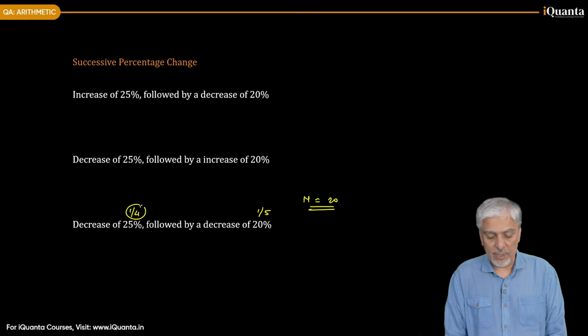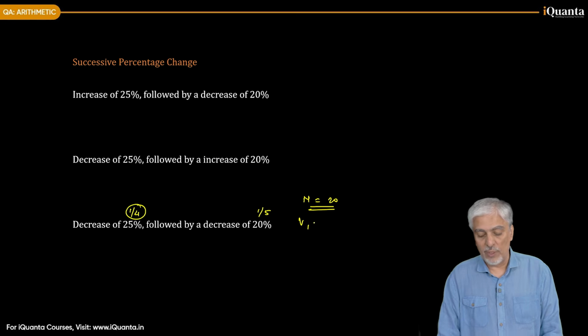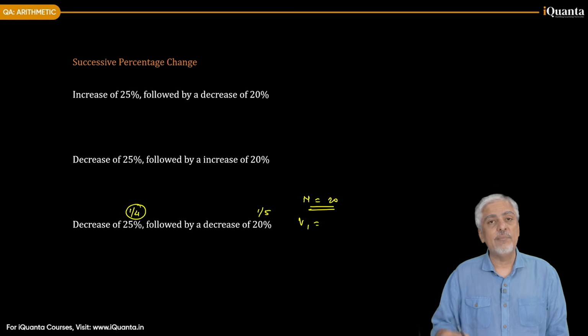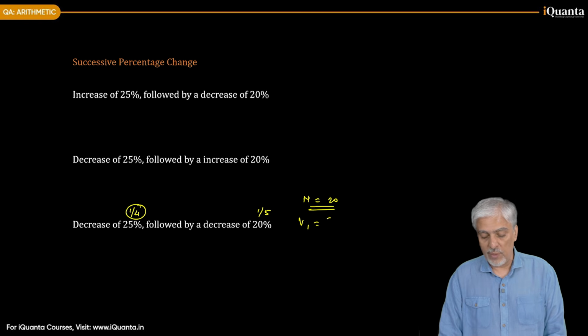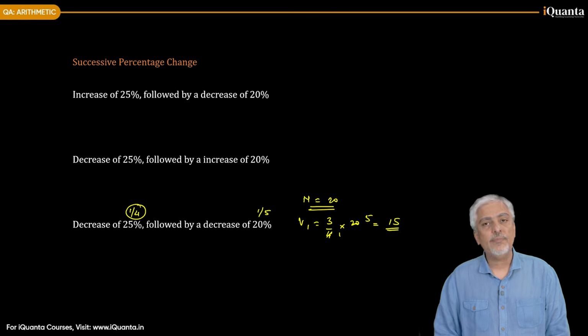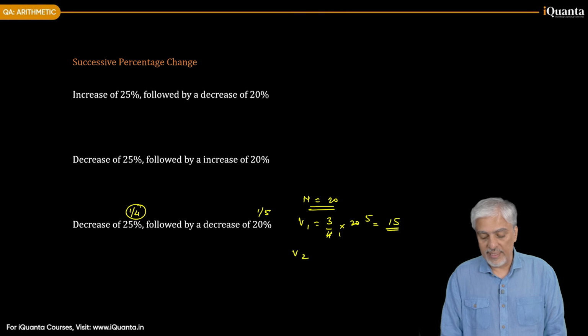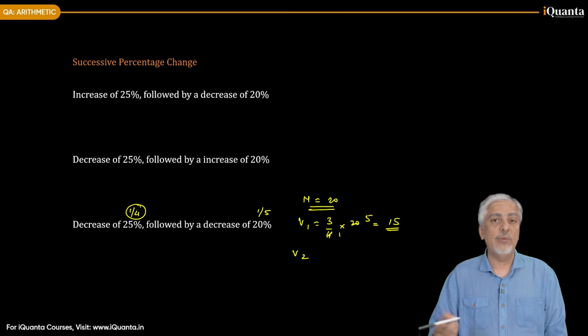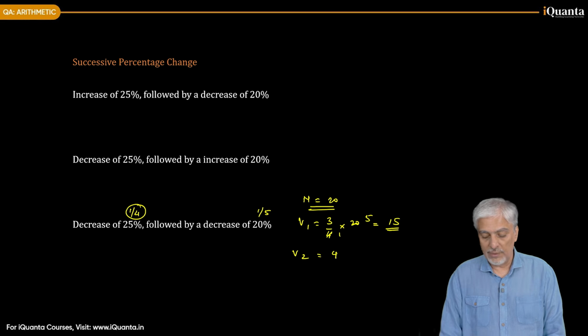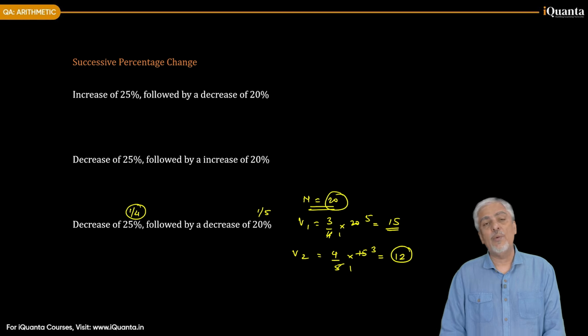Something is decreasing by 1 by 4. So value 1. When something decreases by 1 by 4, it becomes 3 by 4. So value 1 will be 3 by 4 of 20, making it 15. Value 2. There's a decrease of 1 by 5, so it will become 4 by 5. So it will become 4 by 5 of 15. So it is becoming 12. Originally it was 20, now it has become 12.